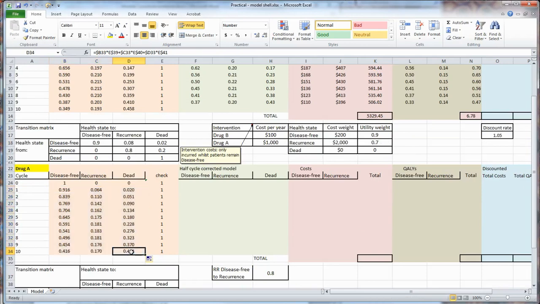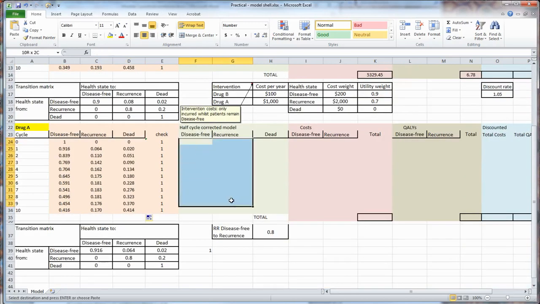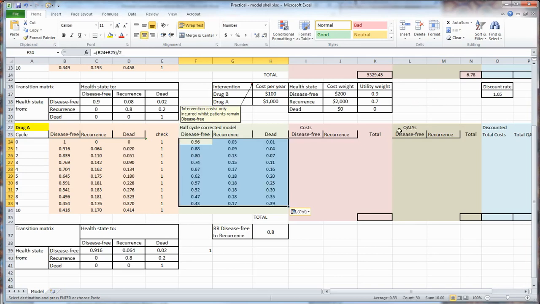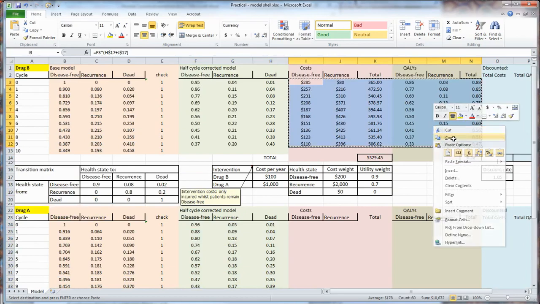And what you can see here is the impact of the change in the transition probabilities by the end of year 10. For drug A, 0.414 patients are dead, whereas in drug B we've got 0.458. So you can see the impact in terms of progression through the model. We can copy the half cycle correction formula down, so that's easy, and we can actually just copy all of this down.